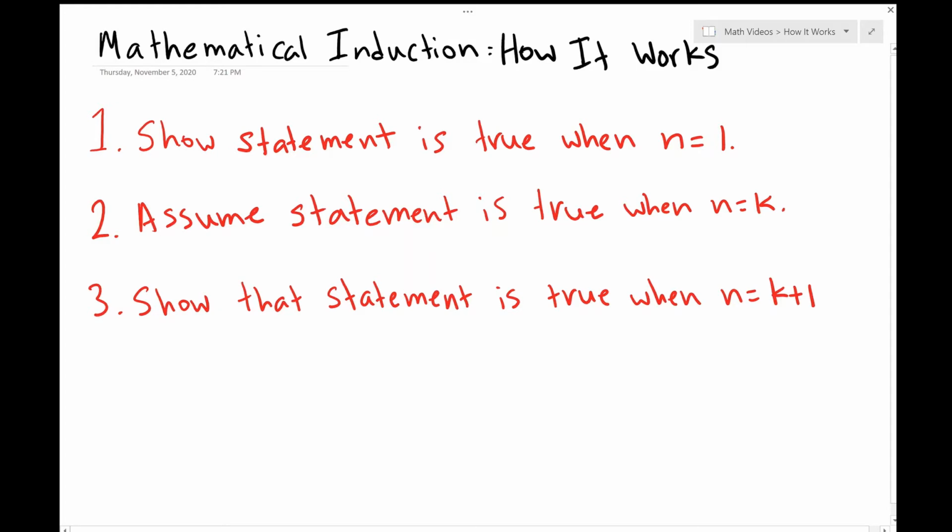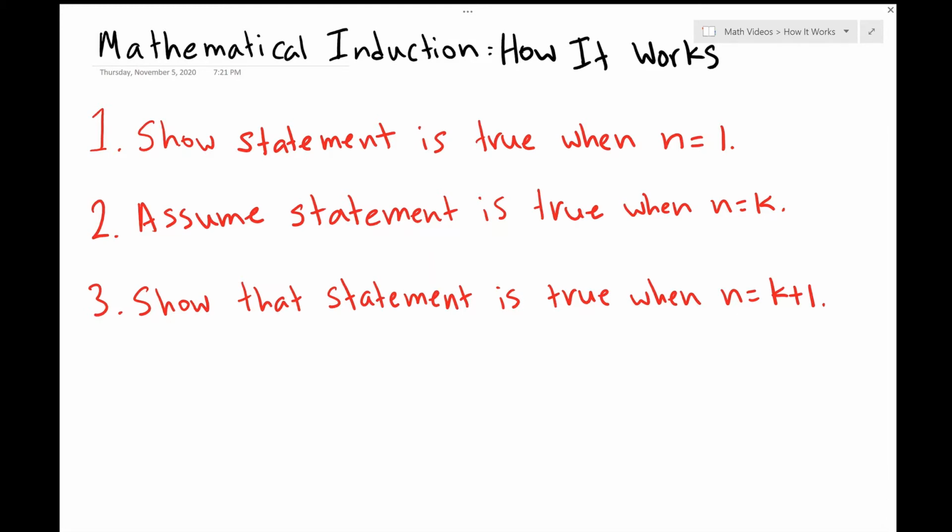And the reason that this works is it's like dominoes. You've shown it's true for when n equals 1. And then you've shown that if it's true for n equals k, it's also true for n equals k plus 1. And keep in mind that this only works with integers.